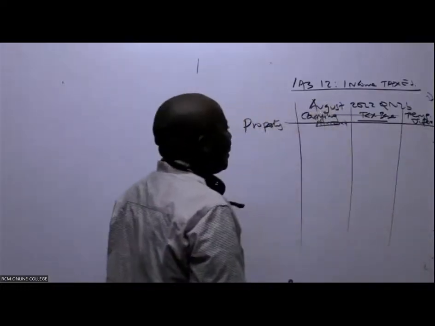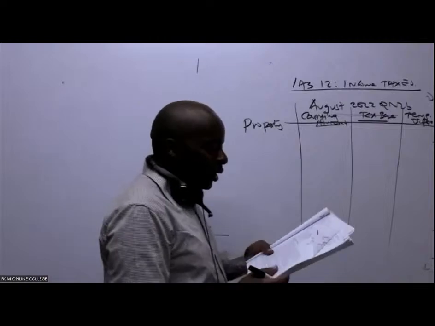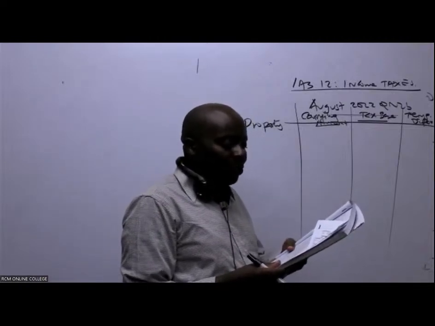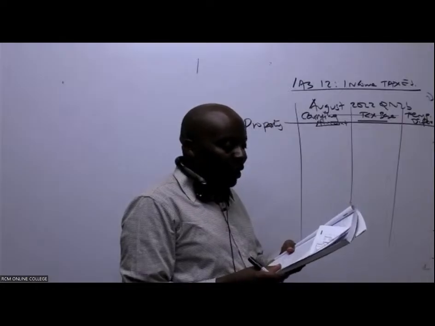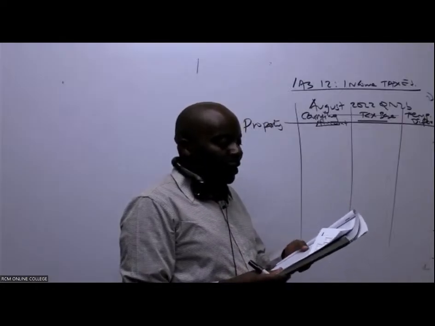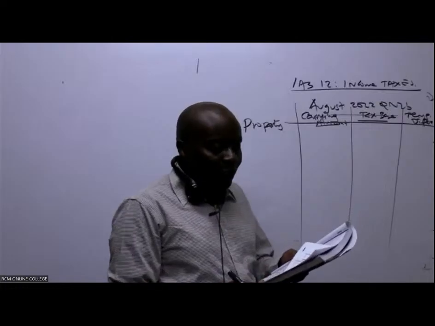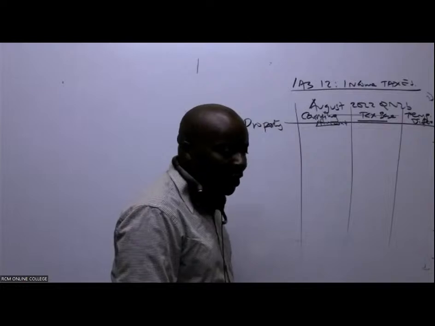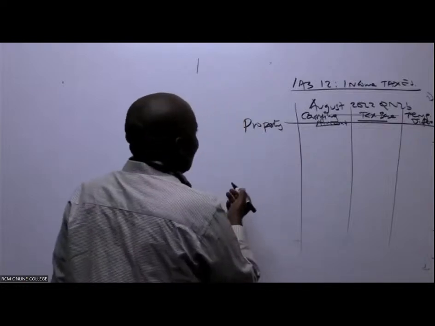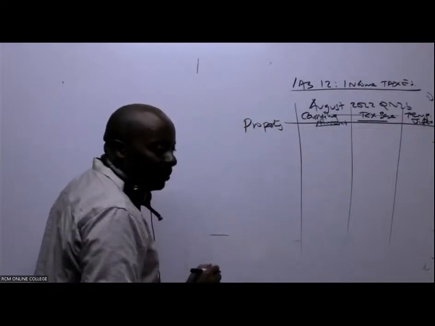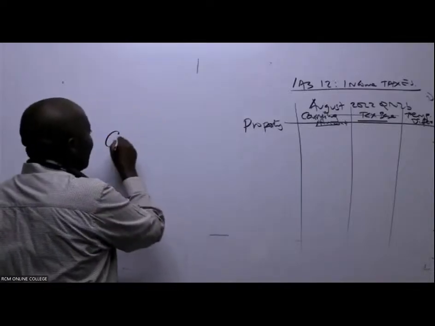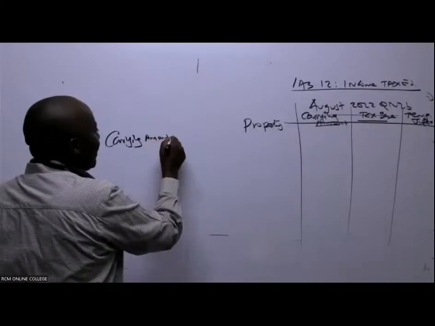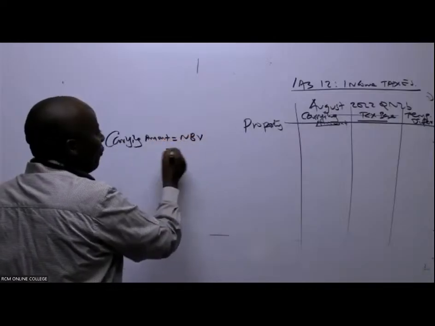Now, ladies and gentlemen, please listen to me very well. This property, what are they telling us? T Limited owns property, plant, and equipment that cost 625 million when purchased. Depreciation of 250 million has been charged up to the reporting date. So, ladies and gentlemen, how do we get our net book value? You see, carrying amount is the same as net book value.